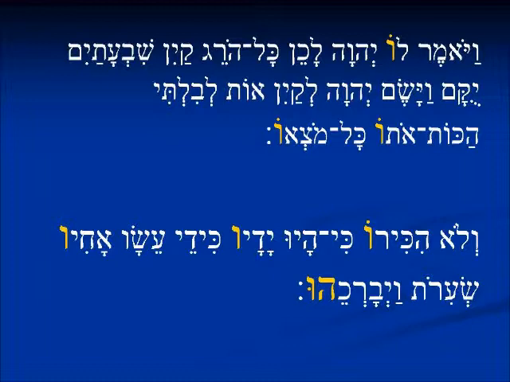Vayomer lo Yahweh, lachen kol horeg Kayin, shivatayim yukam, vayasem Yahweh lakayin ot, levilti hakot oto kol motzo. Bereshit Kavzayin Pasuk 23, Genesis 27:23. Volo hikiro, ki hayu yadav ki yedei Esav, echiv, seirot, v'yivarchehu.